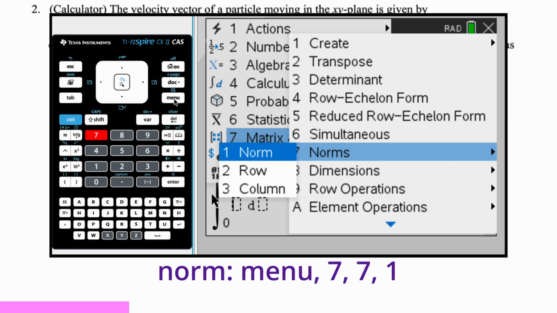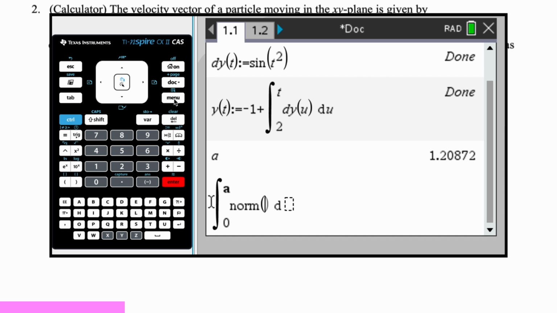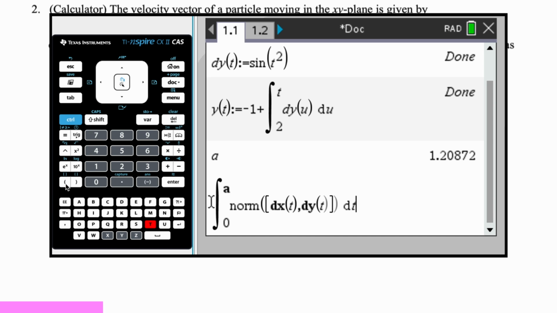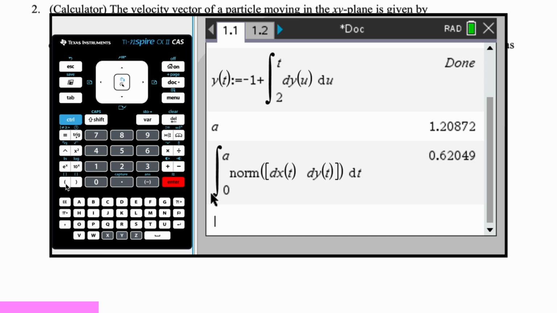Menu 7, 7, enter. Velocity vector. So we're going to do control and then open parentheses, dx of t, comma, dy of t. And then tab out of there. And dt, press enter. We get this. This should be the distance traveled on that time interval. I'm going to go back to the handwriting stuff.